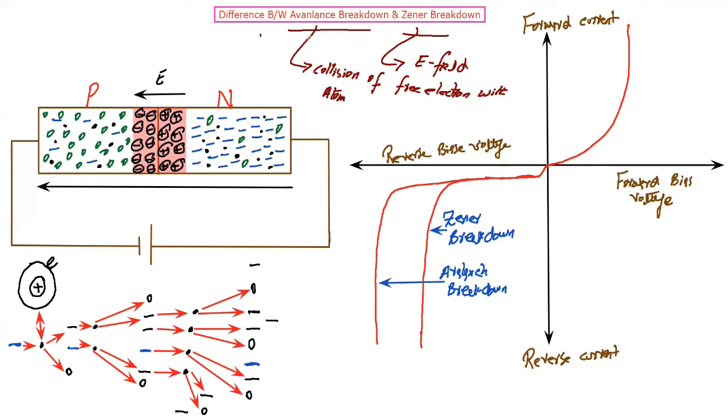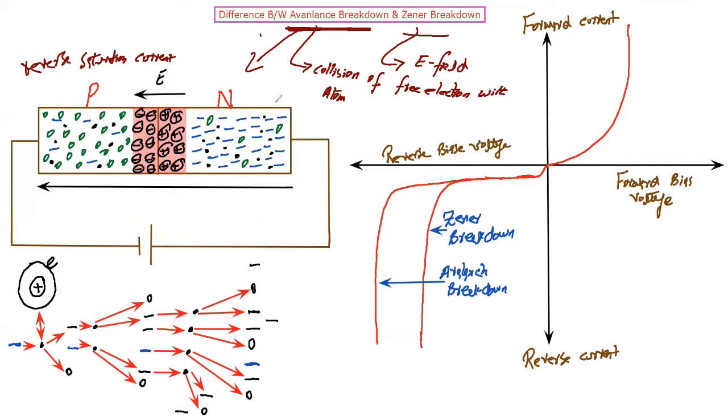So first we need to discuss the avalanche breakdown. The avalanche breakdown occurs because of the reverse saturation current. What is meant by reverse saturation current? Reverse saturation current occurs because of the minority carriers. As we know, this is my p side, and in the p side the holes are the majority carriers and electrons are the minority carriers.